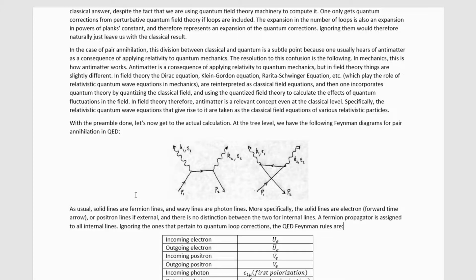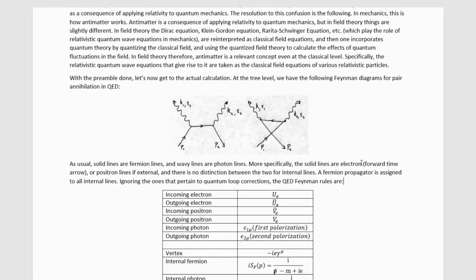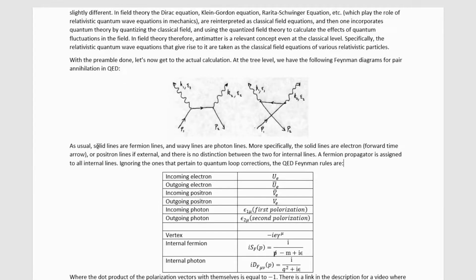At the tree level, we have these two diagrams for pair annihilation in QED. The rules for getting these are that you must write out all topologically distinct diagrams that include no more than the allowed vertices, and if you're doing the tree level, you must also exclude loops, which just reduces us down to these. As usual, solid lines are fermion lines and wavy lines are photon lines. More specifically, the solid lines are electrons if they have a forward in time arrow, and positrons if they have a backwards in time arrow. And there's no distinction for internal lines, they just get a fermion propagator regardless.